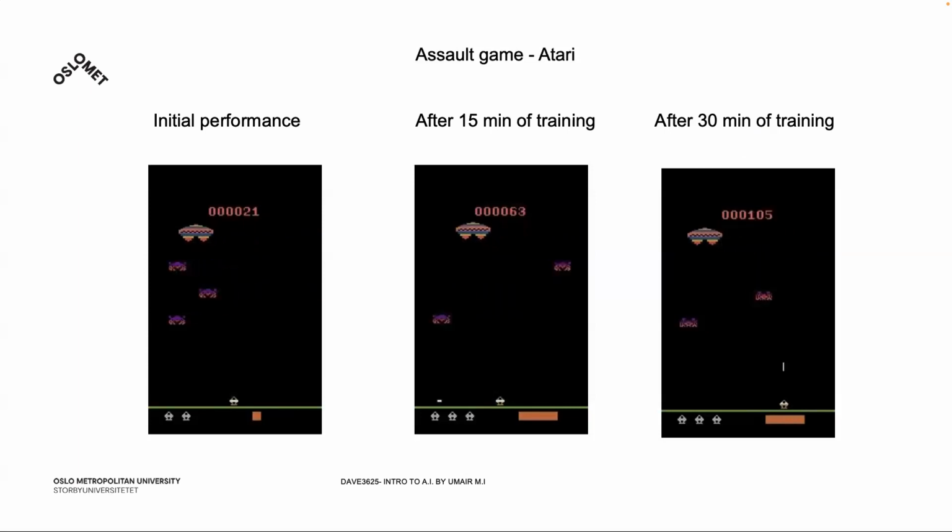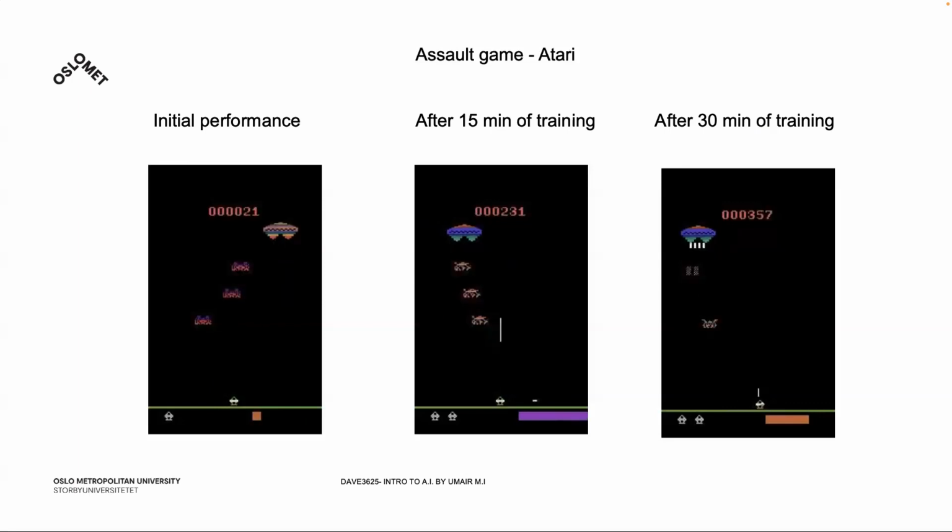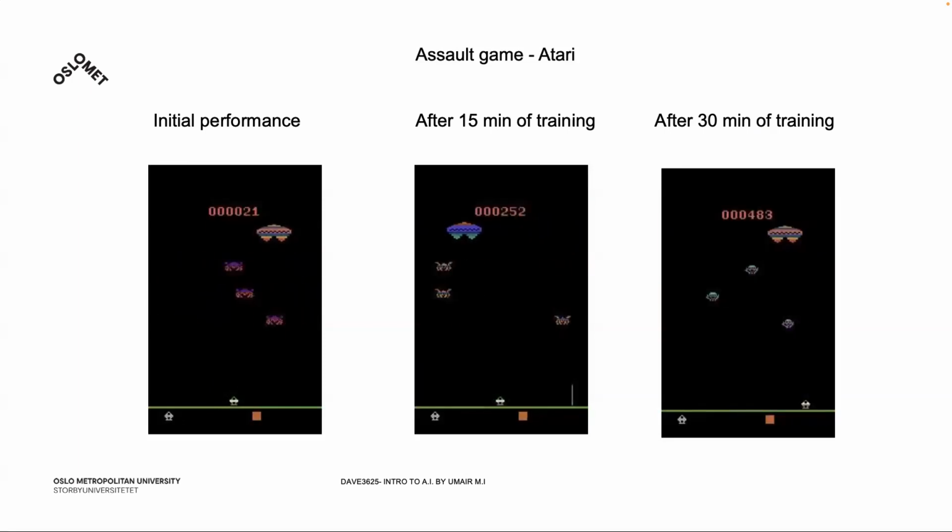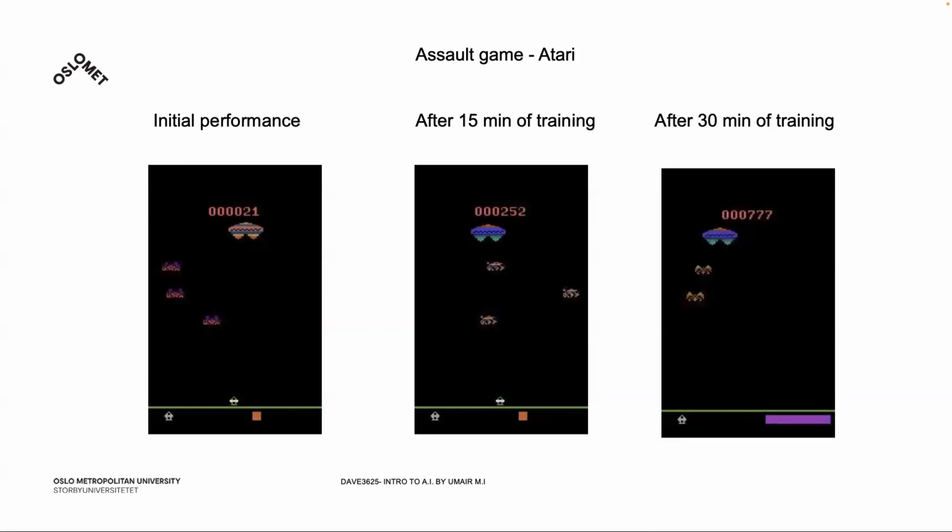Then another game from Atari, which was called Assault, is a similar case. They trained a reinforcement agent, and initially the agent was dying and learning, but then it optimized itself and learned how to move forward. After half an hour, it learned like that. So reinforcement learning is an agent which learns from its environment, optimizes its route and goes forward.